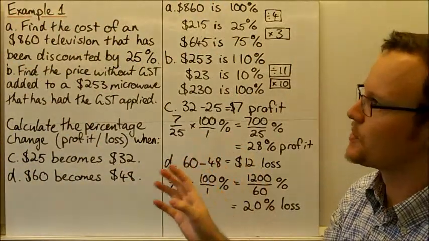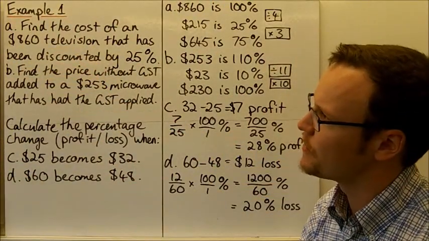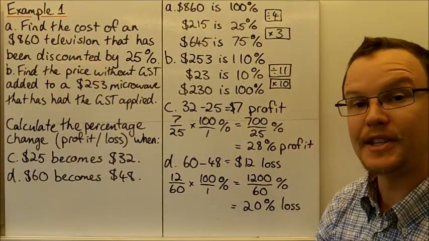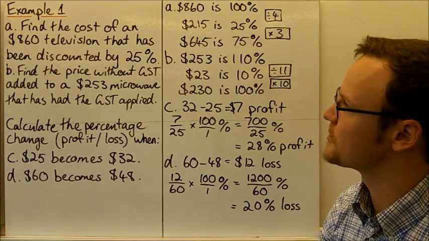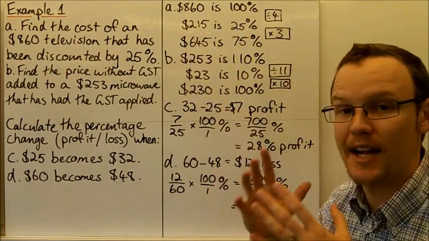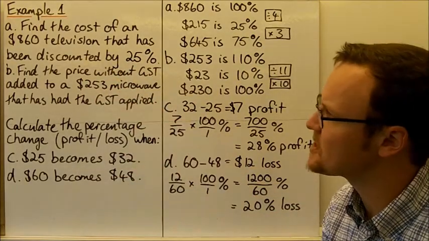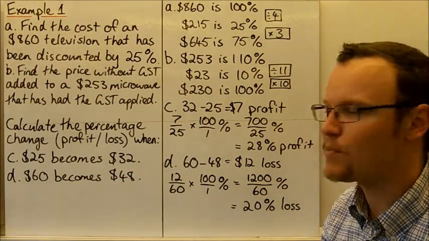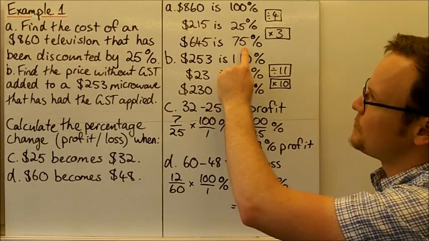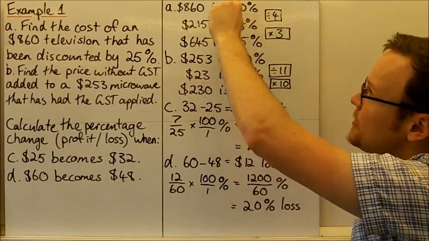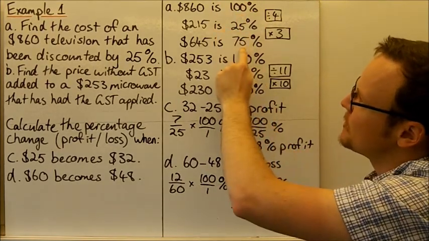So we've got a few examples here. Firstly, finding the cost of an $860 television that's been discounted by 25%. So the $860 is 100%, it's the amount that we've started off with. And we have had it discounted by 25%. That means we want to get to 75%. So we need to go from 100%, which is the amount that we have, to 75%.